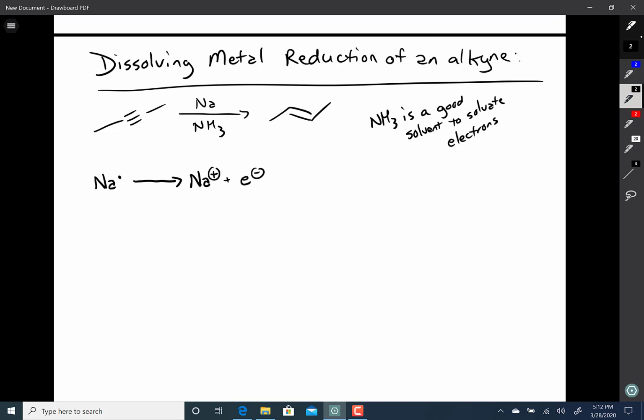And this electron is floating around. What happens with this electron is it bumps into the alkyne and it adds to the alkyne's anti-bonding orbital. So one way of thinking about it is this electron goes to one of those two carbons, it doesn't matter which. One of the pi bonds for the alkyne goes to that same carbon, and the other electron goes onto the other carbon.